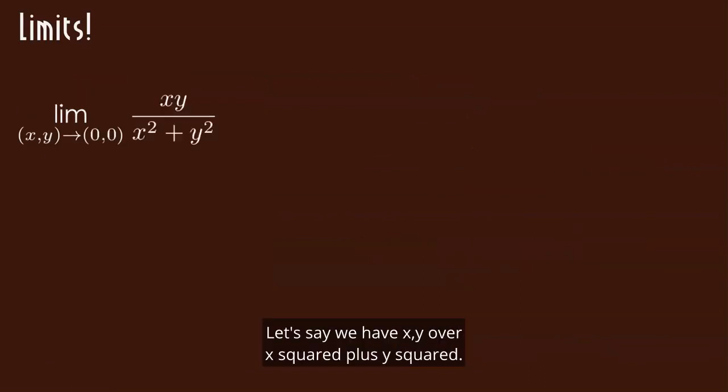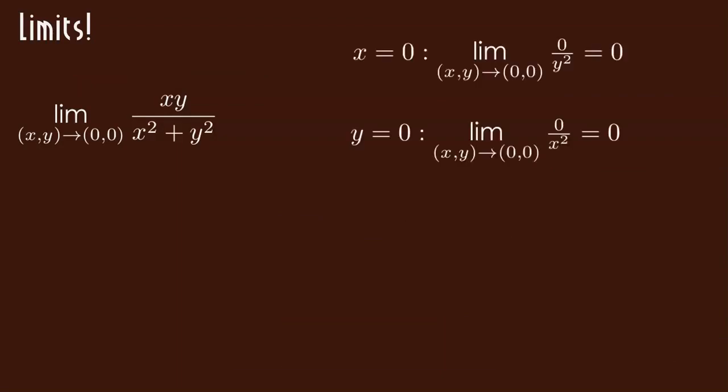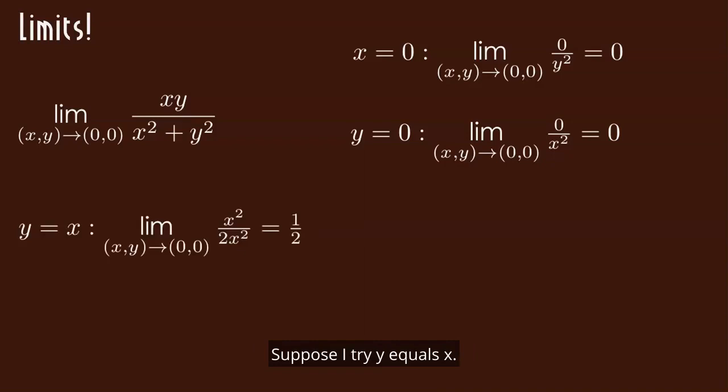Let's try another one. Let's say we have xy over x squared plus y squared. Let's try the y-axis. So x equals 0, we get a limit of 0. The x-axis, y equals 0, we get, that's not going to help us because they're the same. I need something different. So let's try a different path. Suppose I try y equals x. I have the limit as xy approaches 0, 0 of x squared over 2x squared. I can cancel the x squareds. That becomes 1/2. I really don't need to do the next step because I just have a limit of 0 here and a limit of 1/2 there. So I already know the limit doesn't exist.